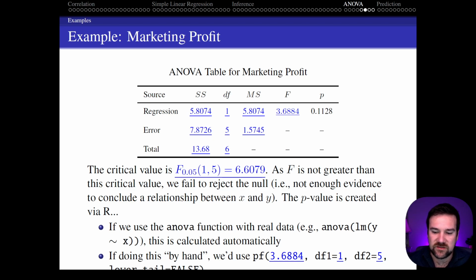You give it your test statistic. Degrees of freedom 1 is 1. Degrees of freedom 2 is 5. And then again, we're doing the upper tail, so lower.tail equals FALSE.